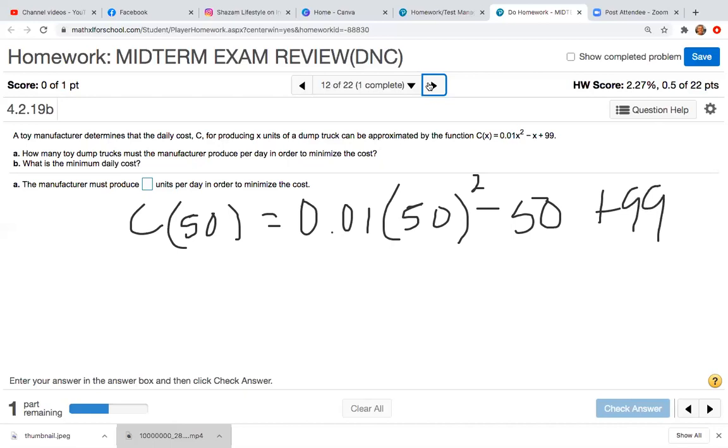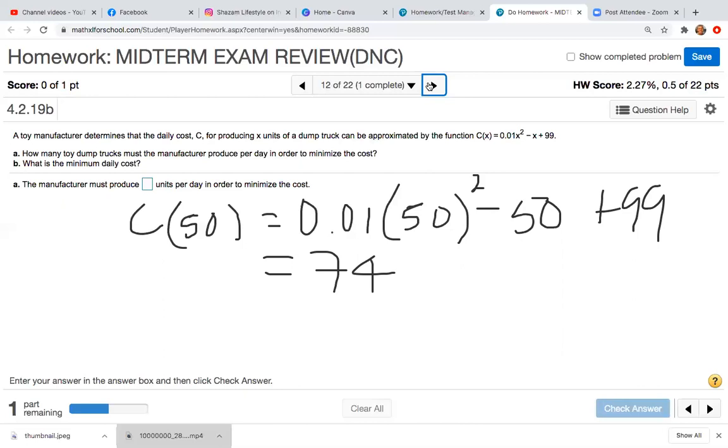Grab your calculator and plug this in. Make sure you're careful when you're plugging this into the calculator. It's 0.01 times 50 squared, minus 50, and then plus 99, guys. So the answer turns out to be 74. So the minimum cost is going to be $74. So that's the extent of the problem.